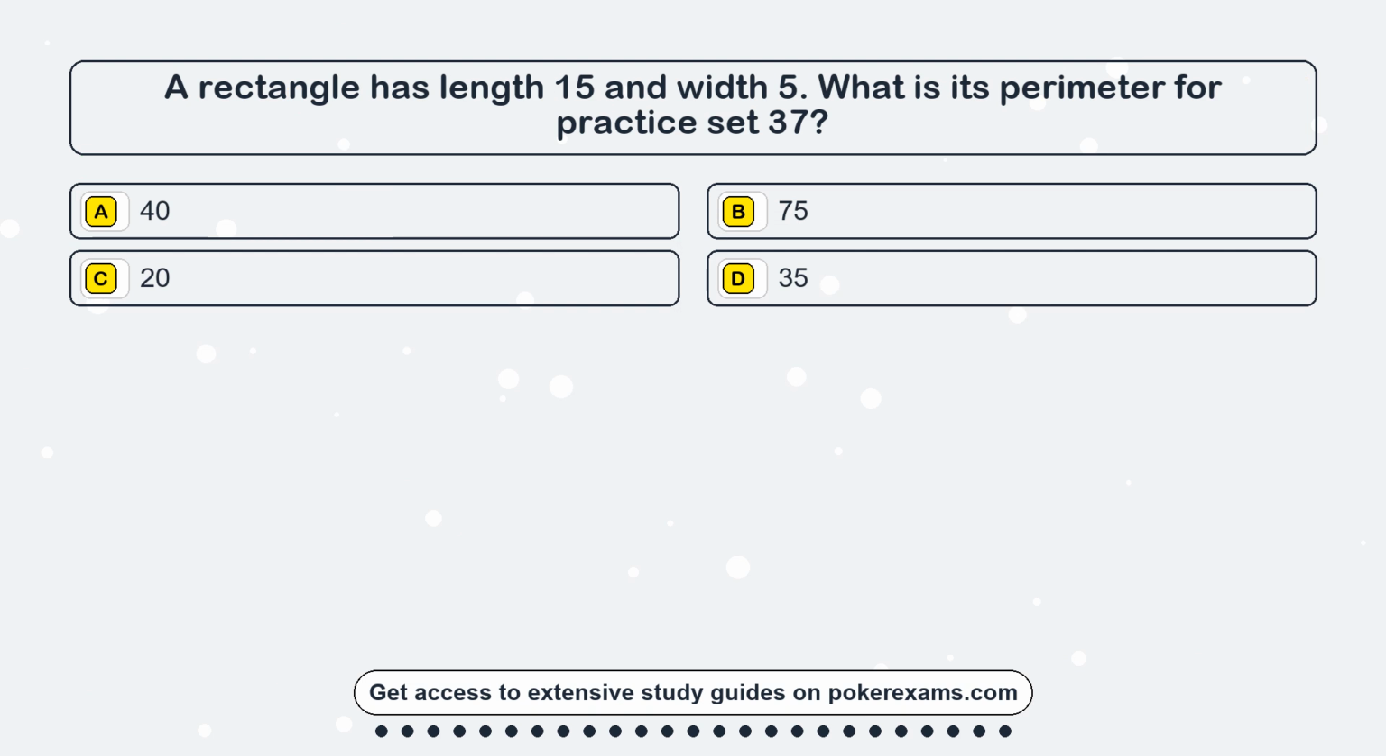Question 17. A rectangle has length 15 and width 5. What is its perimeter for practice set 37? Option A 40. Option B 75. Option C 20. Option D 35.